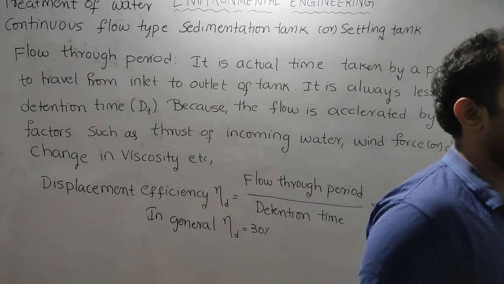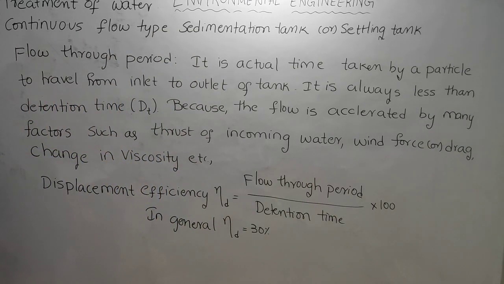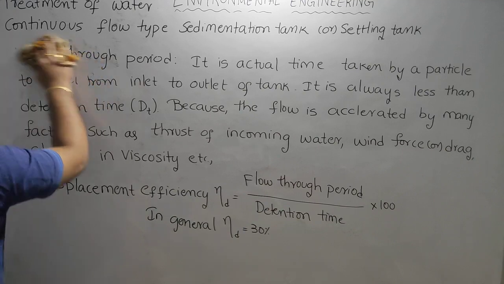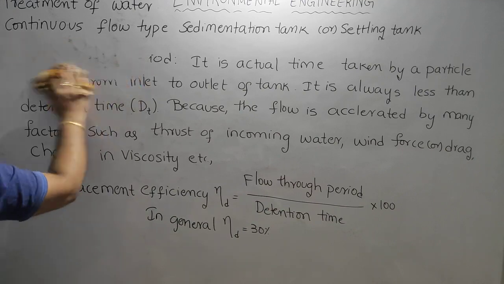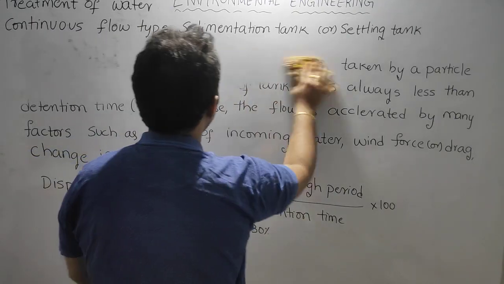In the previous session, we were discussing the rectangular type continuous flow sedimentation tank and the different terms. So, in this session, we are starting with the factors affecting the efficiency of the rectangular type sedimentation tank with continuous flow.